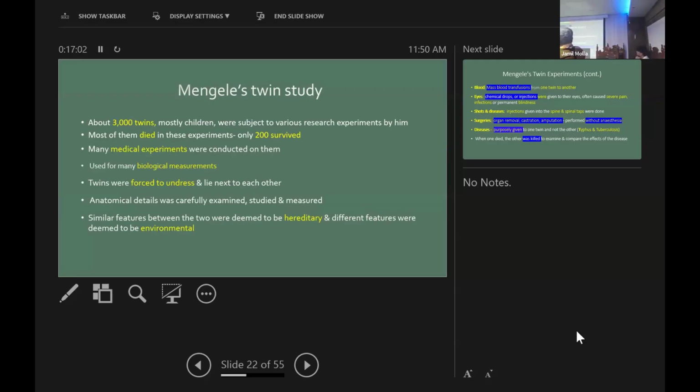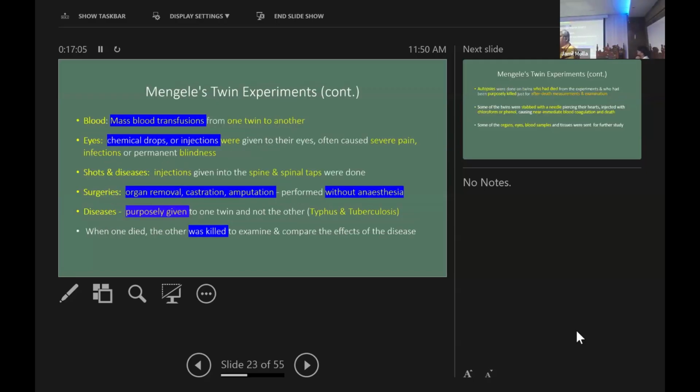For example, he tried mass blood transfusion. Without testing for blood group, nothing, he used to try this mass blood transfusion among these twins. And you know the consequences. Ultimately, the twins used to die.